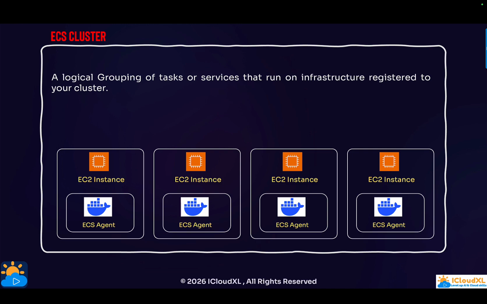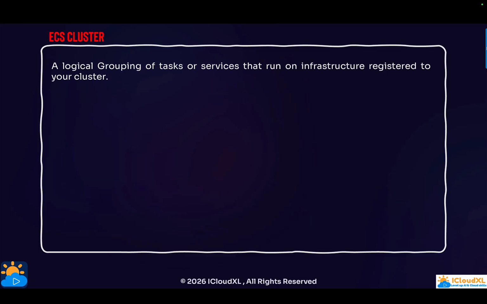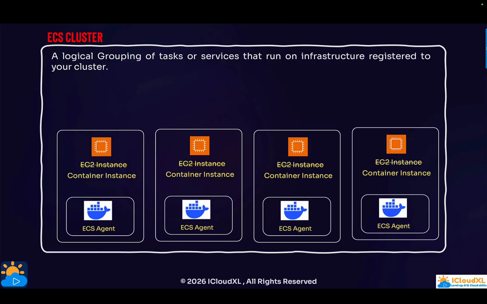When you learn and work with ECS, there is some terminology that is confusing. In the ECS world, we don't call it an EC2 instance when it is part of the cluster or AWS created it for your cluster. In the ECS world, we call it a container instance. Everything else is fine. So we don't call it an EC2 instance when it is part of the ECS cluster.